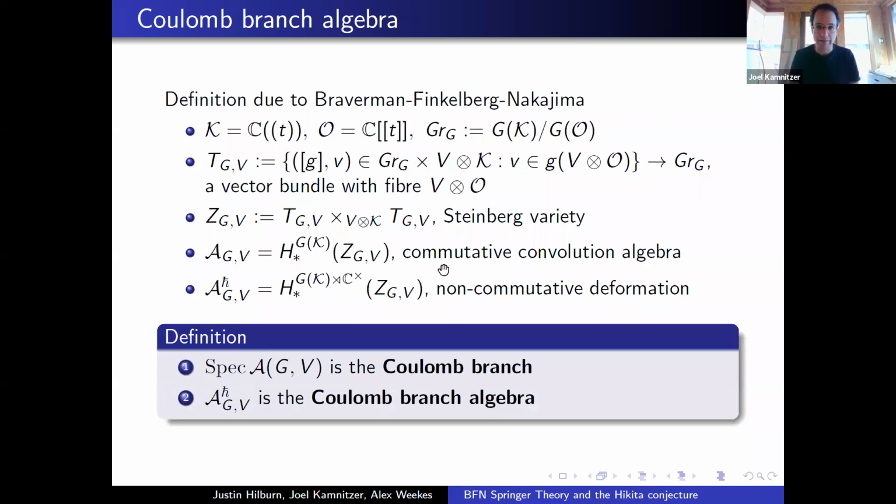Okay, so now we have a commutative algebra and we have a non-commutative deformation. When we take the spec of it, we get an affine variety, which is the Coulomb branch, and it comes with a deformation quantization, which is this Coulomb branch algebra. So that's the definition of the Coulomb branch. As I say, it's a totally complicated, weird definition. Probably no one would have ever thought to introduce this, except that this construction is motivated from the physics point of view.